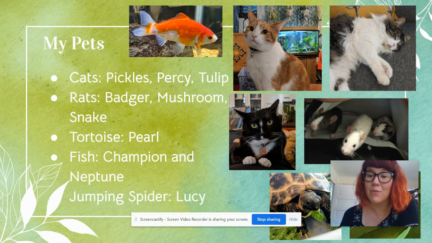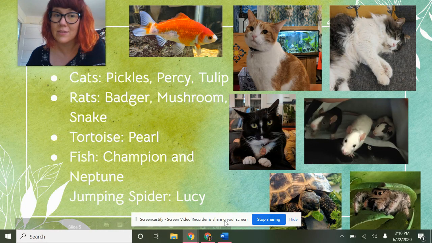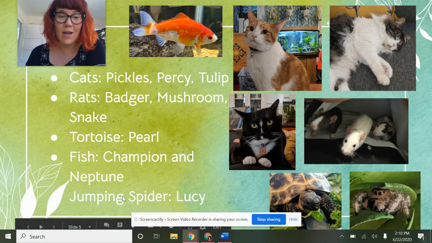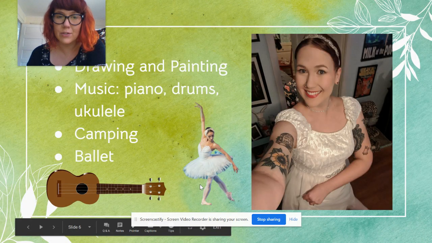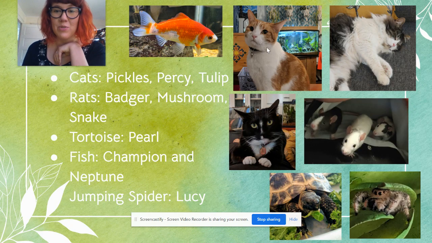All right, so for pets, I have a lot of pets, and I realize I'm going to have to move my face again because you can't see my beautiful little jumping spider. So I have 3 cats named Pickles. He's the orange one. Then Percy's the fluffy one. Tulip is the black and white one. I have 3 rats, Badger, Mushroom, and Snake.